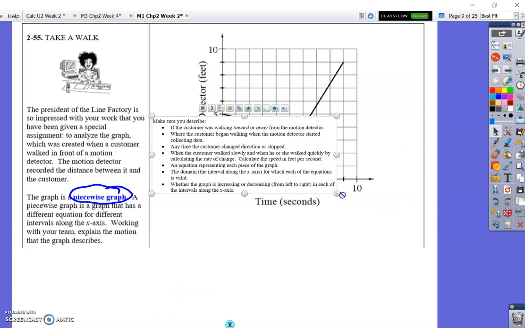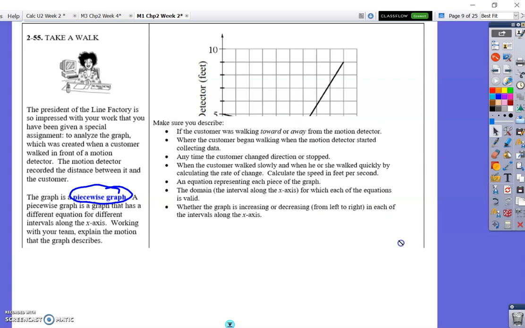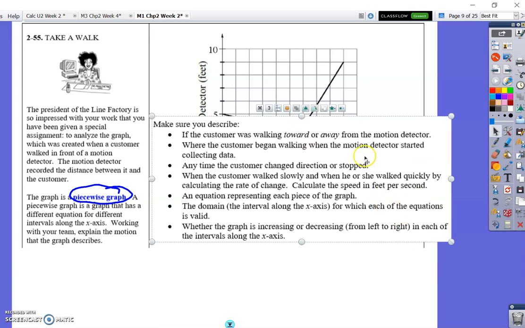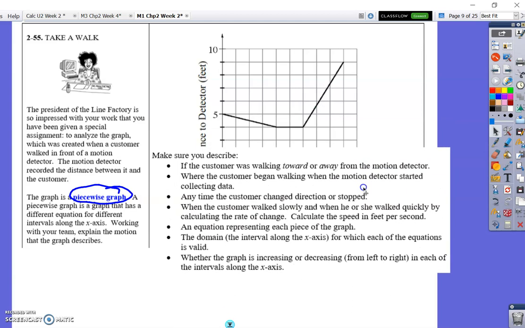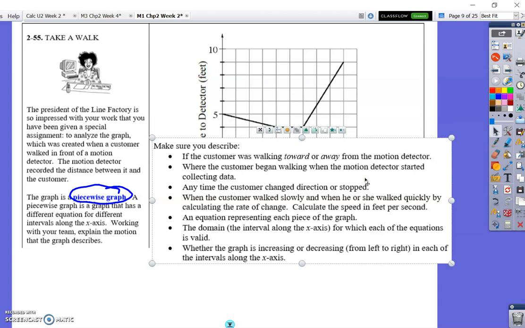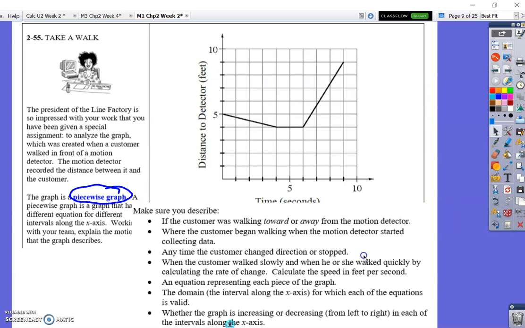Was the customer walking toward or away from the motion detector, can you tell? Can you tell where the customer was when they began collecting data? Anytime the customer changed directions or stopped? Are there any times when they were standing still? That kind of stuff. So they're asking you to describe it.